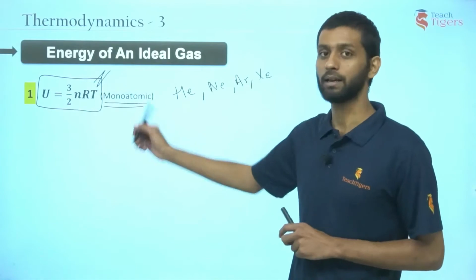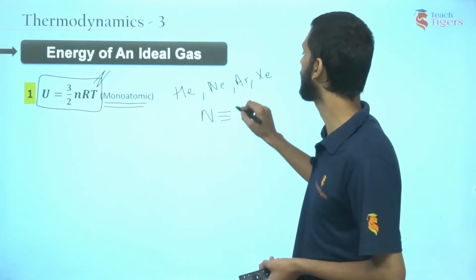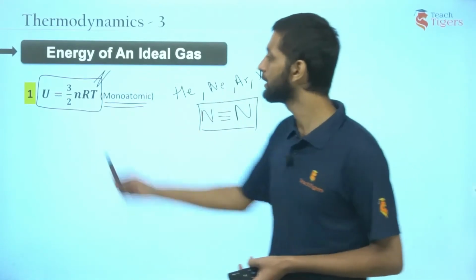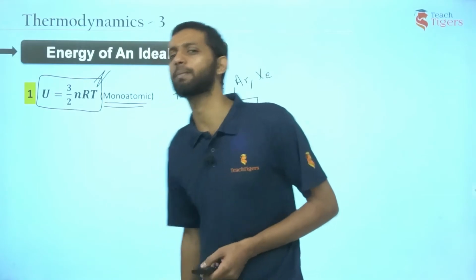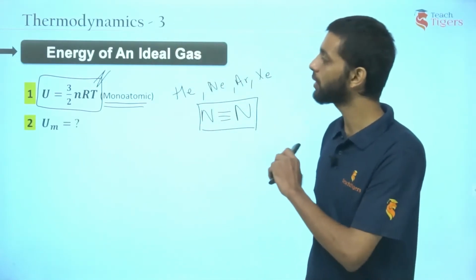Only monoatomic. If I have a different type of gas, nitrogen is not monoatomic. Nitrogen has N and N, two atoms. It's a diatomic gas. The internal energy is not 3/2 nRT. And now I have a question for you.